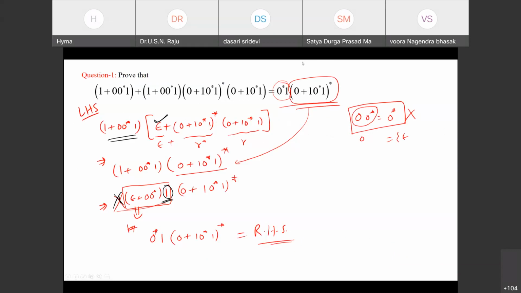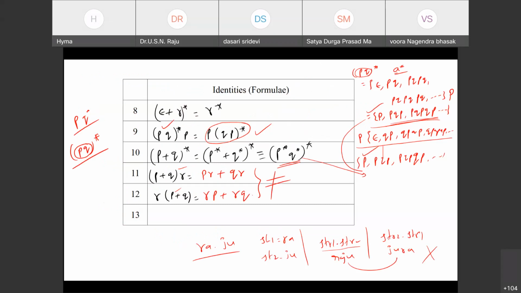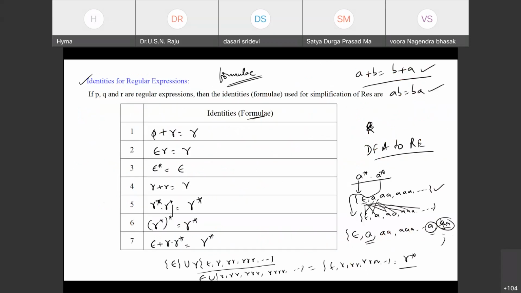Sir, in identities, we have said that epsilon plus r star is equal to r star. Then why is 0 star not equal to r star, sir? I never said that, no, epsilon plus r star. So this is the one I have given. Are you talking about the seventh one? Yes, sir. Yeah, epsilon plus. Plus means union. Yes, sir.